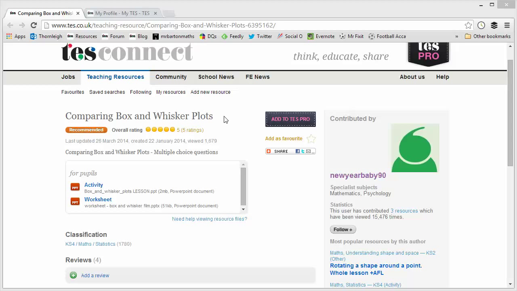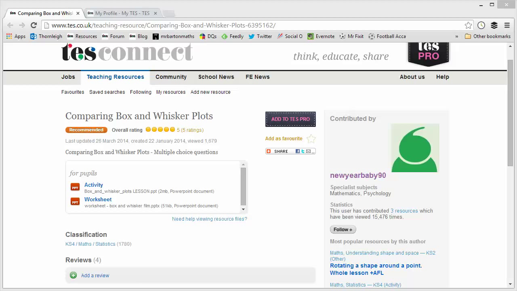Now, I've tried to get around this in previous years by getting kids to create their own data and coming up with data sets that are meaningful to them, and that certainly helps. But this resource that's been uploaded by New Year Baby 90 is now going to become an absolutely essential component to my way of tackling box plots in the future. I trialled this with my Year 11 class and it made a real difference. So let's have a look at it.